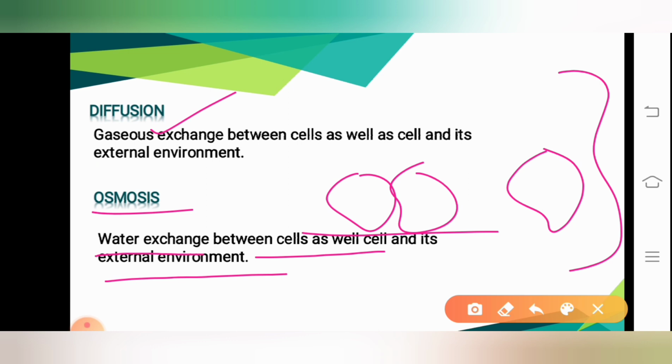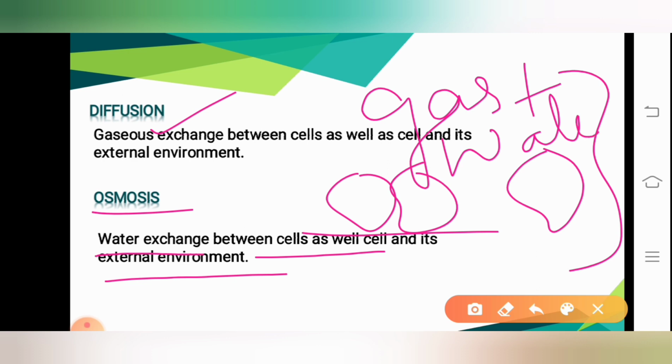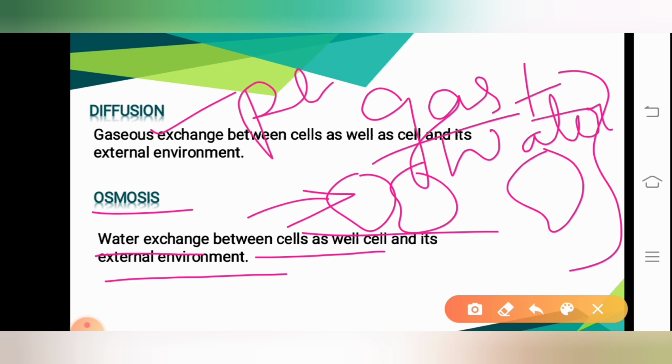So, the plasma membrane is the selectively permeable membrane. It is allowing the gas, and it is also allowing the water. Whatever gas and water enter inside the cell has to cross through the plasma membrane. Everything that has to go inside the cell has to cross with the help of the plasma membrane.